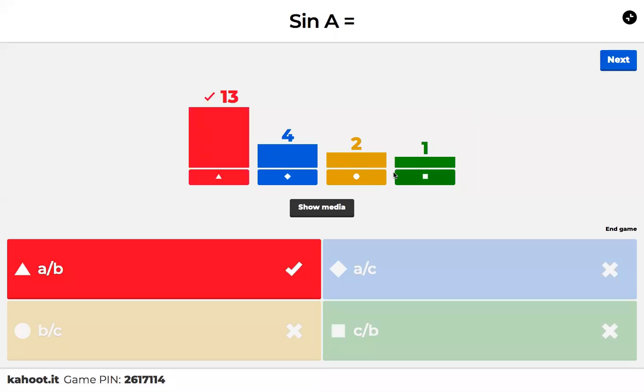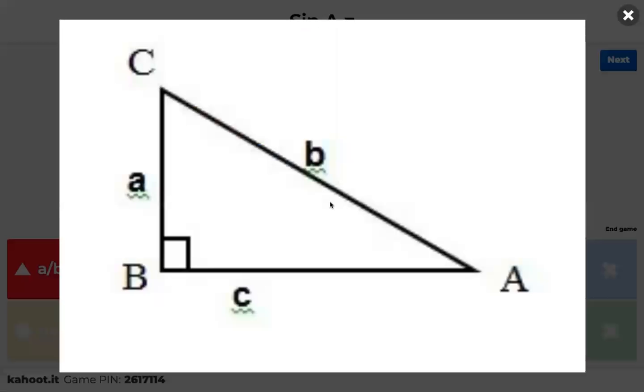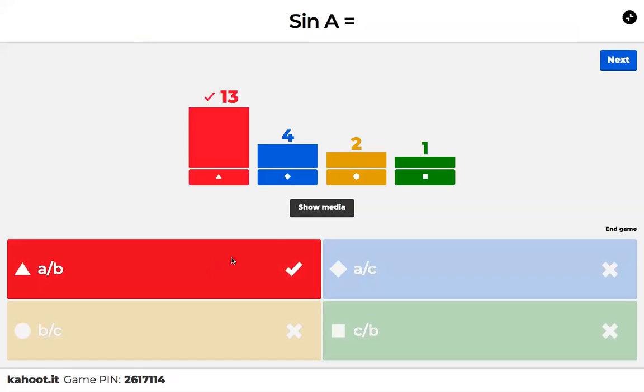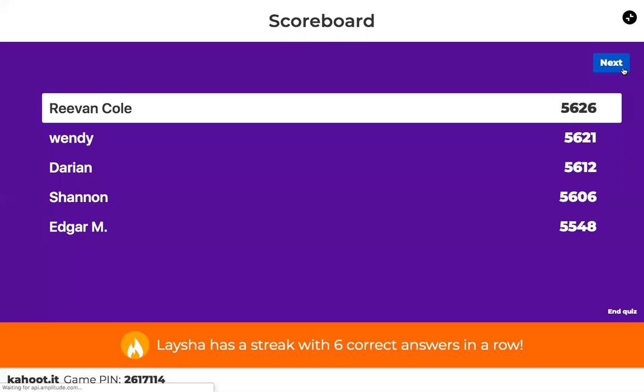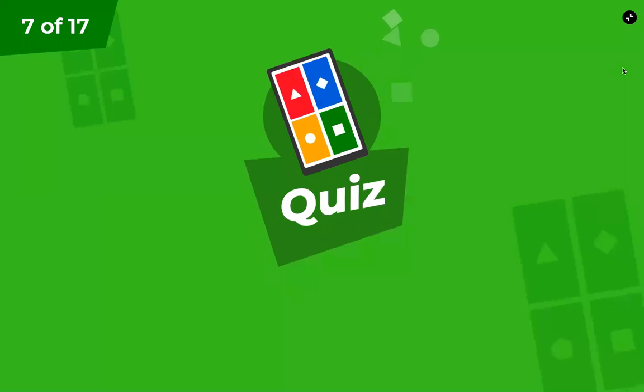Okay, so a few less got that one correct. Sine of A is opposite over hypotenuse. Here's A, the side opposite is little a, and the hypotenuse is B, so A over B would be sine of A. That's why this one's correct. Now we have Raven, Juan, and Shannon as our top three. Raven's still holding the top position.